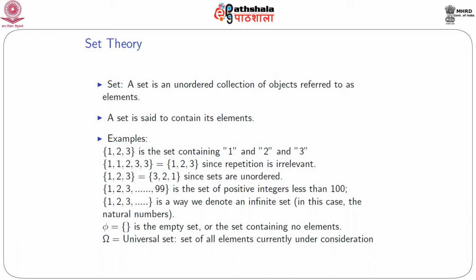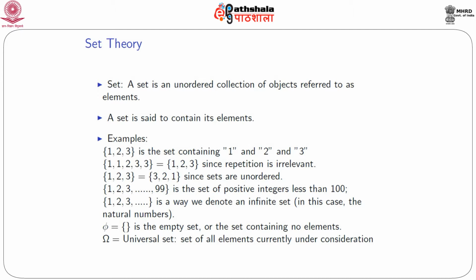Or we can have some infinite set too, where the number of elements is not finite. If you consider this set {1, 2, 3, 4, ...}, it is a way to denote an infinite set. In this case, this is a set of natural numbers. It is not necessary that a set must always have an element. If we have a set which does not have any element, we call this a null set or empty set, and this is usually denoted by phi.